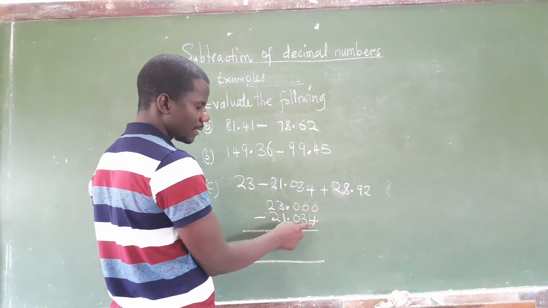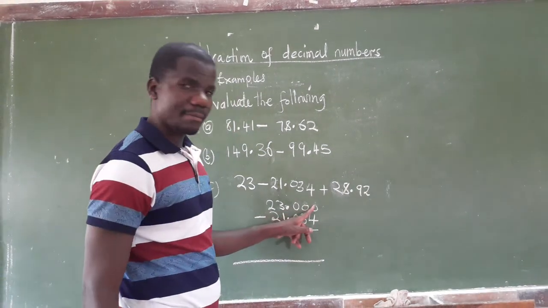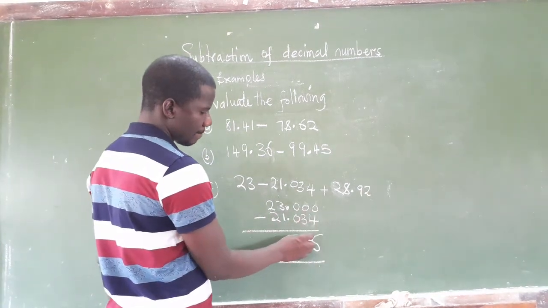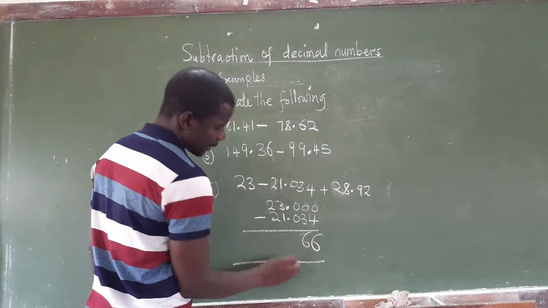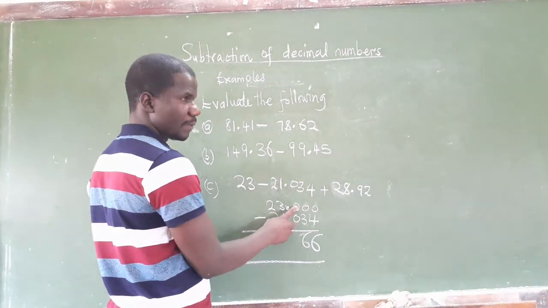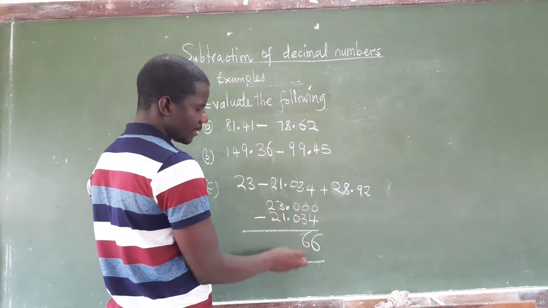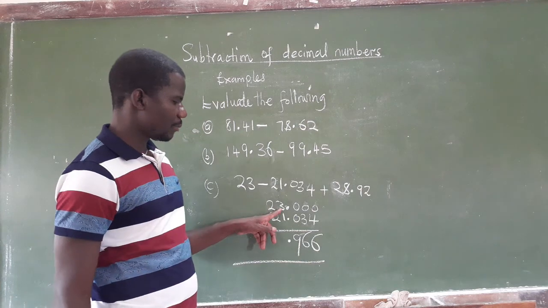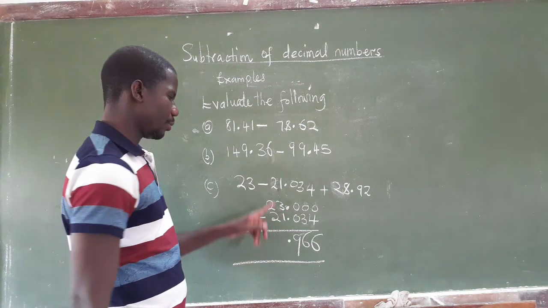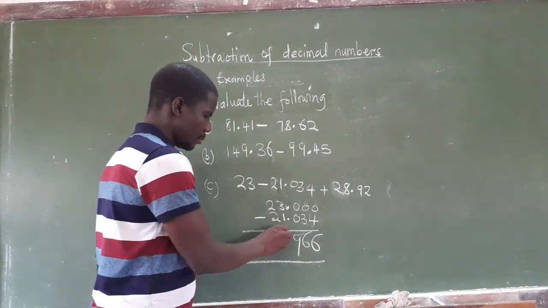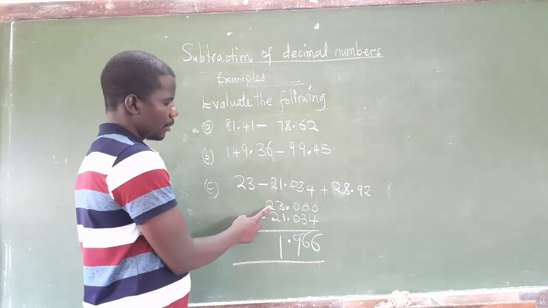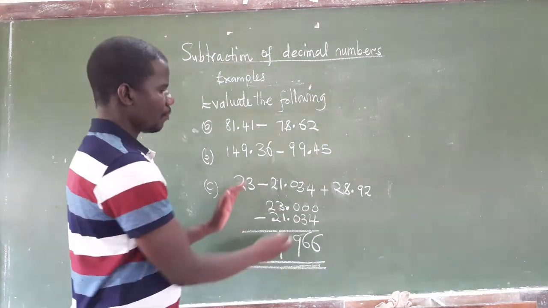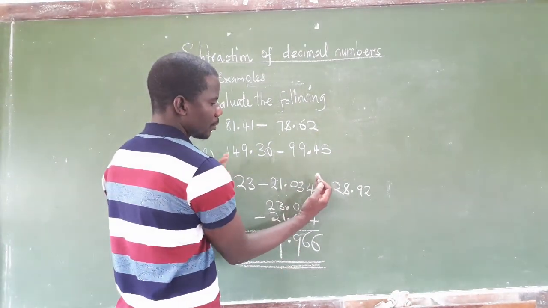So 10 minus 4, we have 6. Here we remain with 9. 9 minus 3, it's 6. Here we remain with 9. 9 minus 0, it's 9. Point. What did we remain with here? We remain with 2. 2 minus 1, so 1. Here, 2 minus 2, it's 0. So this is what we are going to have for the first part.